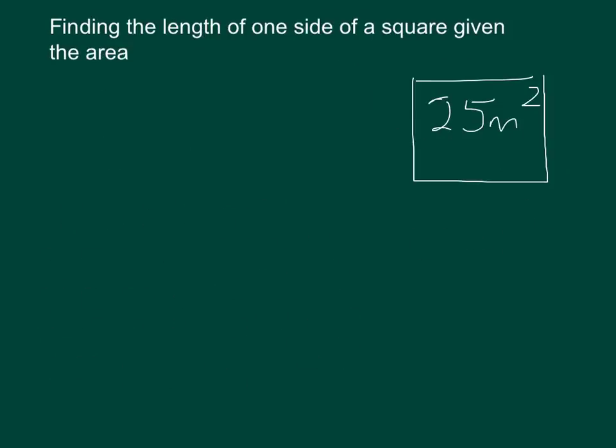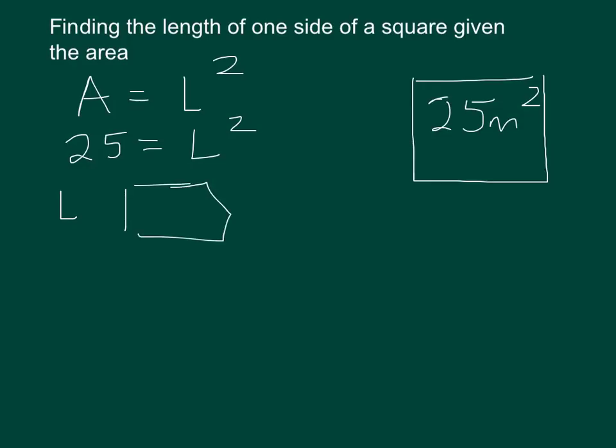In this case we want to find the length of one side of the square given the area. The area for a square is just the length times the length, or length squared. So in this case we're told that the area is equal to the length squared, and 25 is the length squared. So the length must have been squared to find 25, the area.